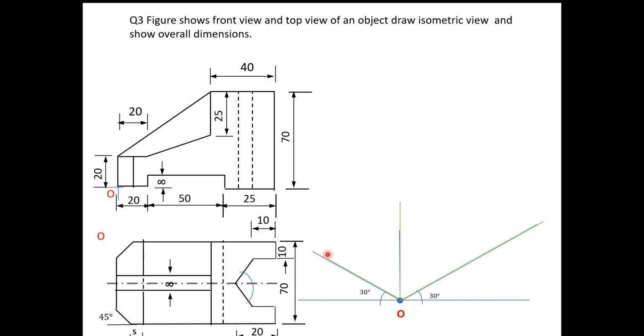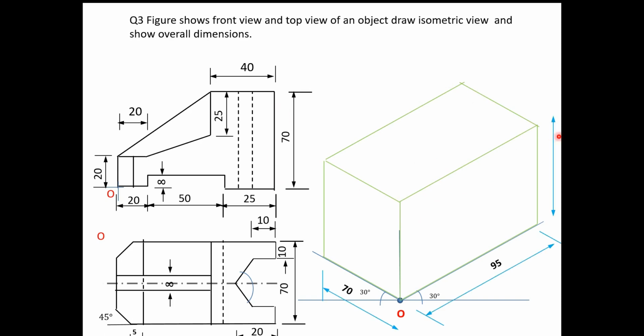Then complete the left isometric plane 70 by 70, the right isometric plane 95 by 70 and again 95, then 70 and 95, 70 by 95, the top isometric plane. Now we start here. If you see, this edge is visible, so I will mark this edge. So here give the dimensions and mark this edge.